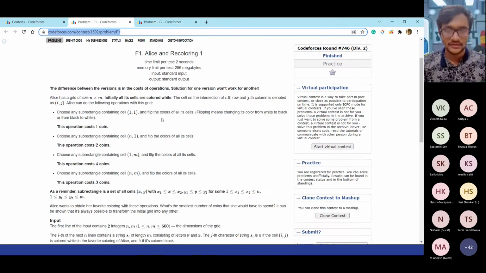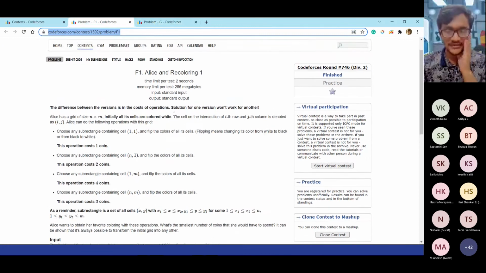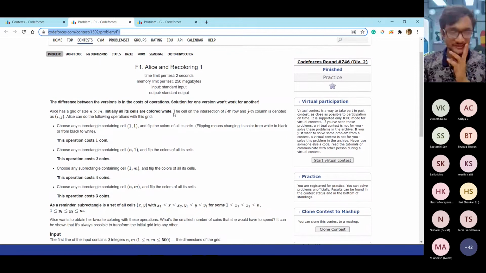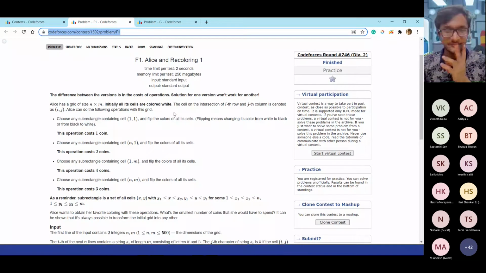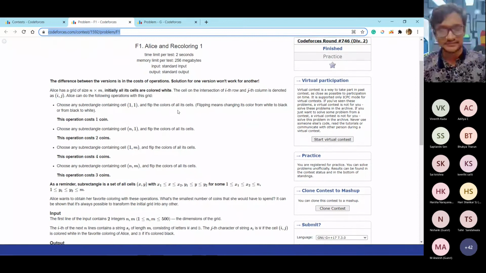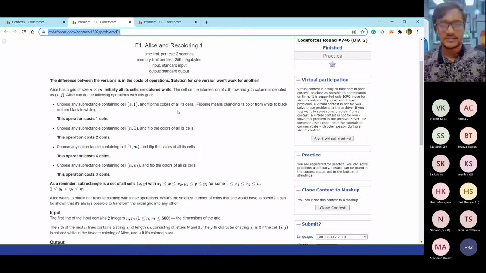The first problem of the day. So this is the problem. I will just read out the problem briefly. I don't know if some of you have already solved this. If yes, then it would not be that fun, but I hope most of you haven't solved it. So I will just read the problem once.